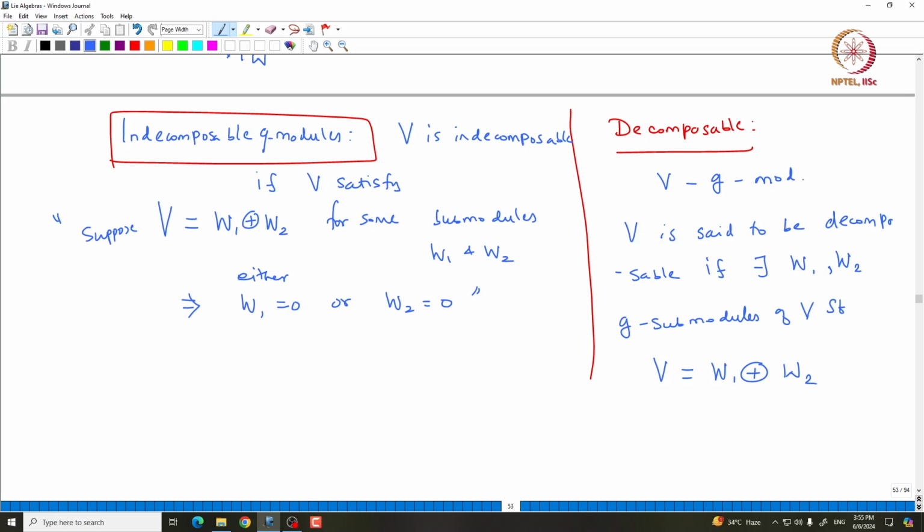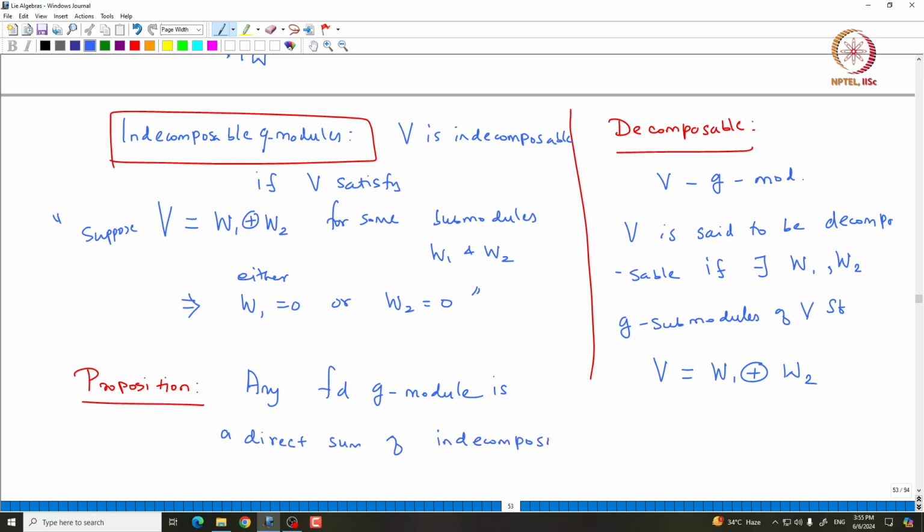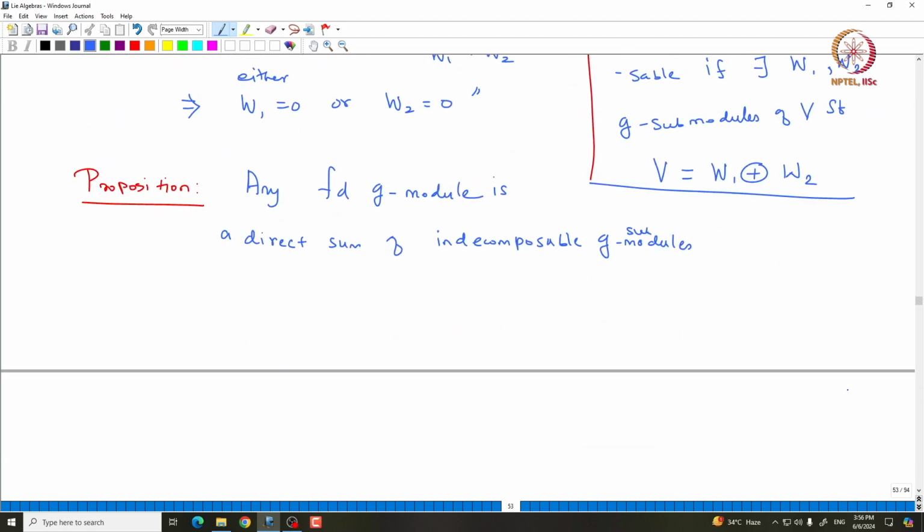Let us prove that proposition, because this proposition is very important. Here is the proposition. It says any finite dimensional G module is a direct sum of indecomposable G modules. How can one prove this?